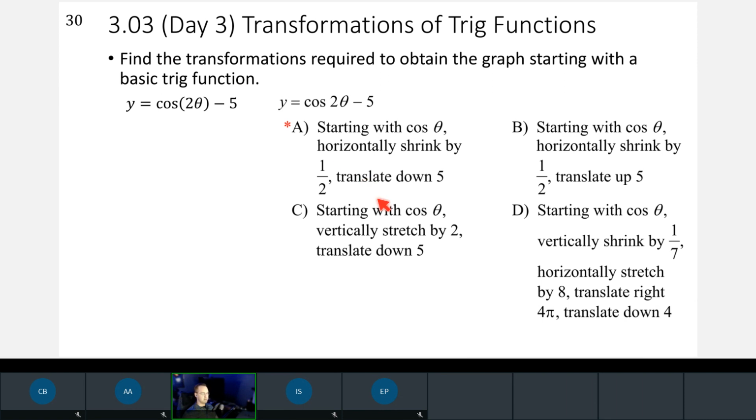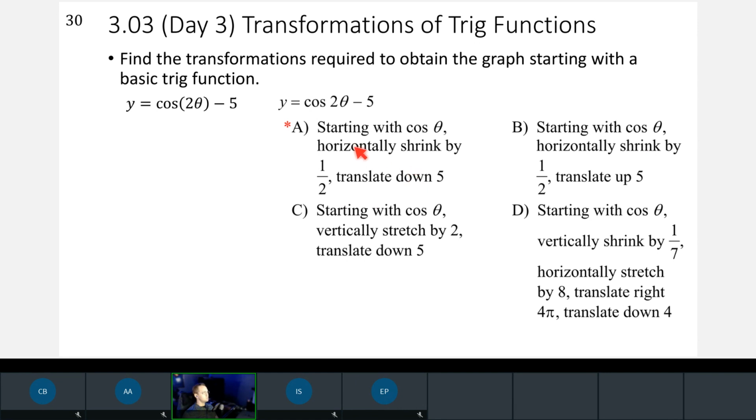Last one. All right. Find the transformation. Pretty simple. So the vertical shift is definitely down 5. So I would start there and look at what choices don't have down 5 and cross them off. So this one says up 5, so we cross out B. That's a bad choice. This is down 4. That's not enough, so B and D are gone. So it really comes down to choice A and C.